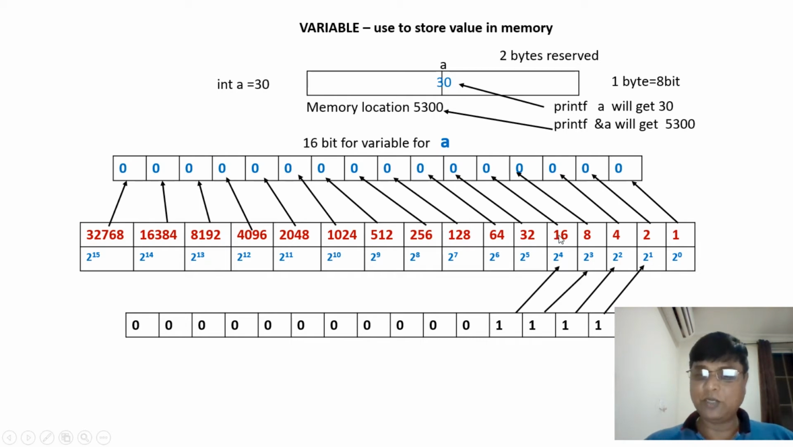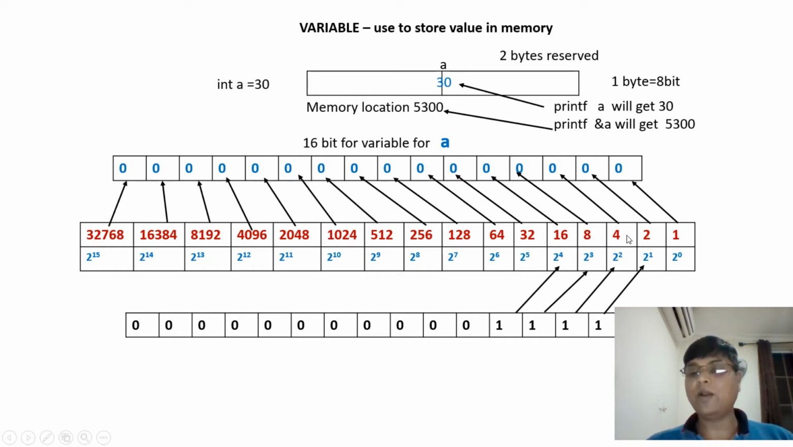So I am using this bit on. The on means making it 1. The moment the 2 raised to 4 bit is on, I am getting the value 16. Then next I am using 8. I'm making this one on, then making on, and then making on. So you can see the total is 16 plus 8 plus 4 plus 2.